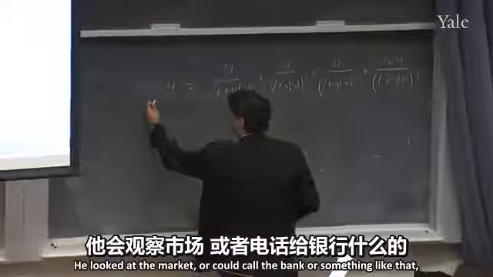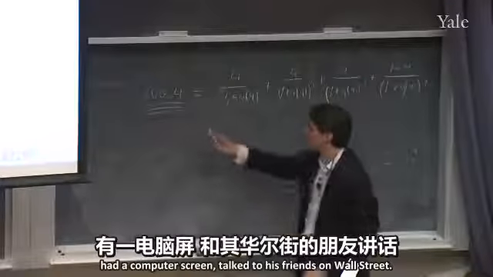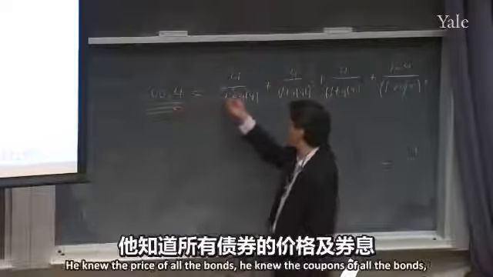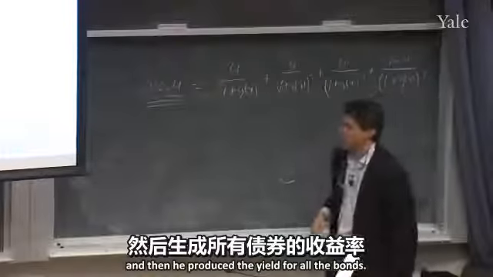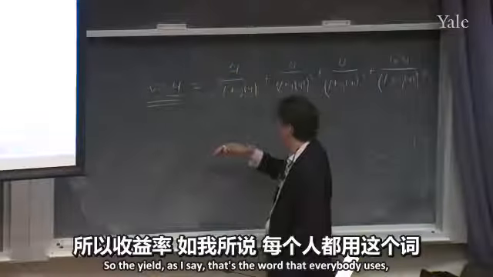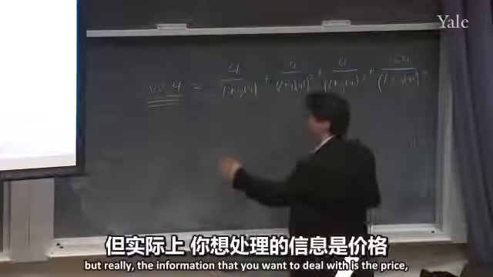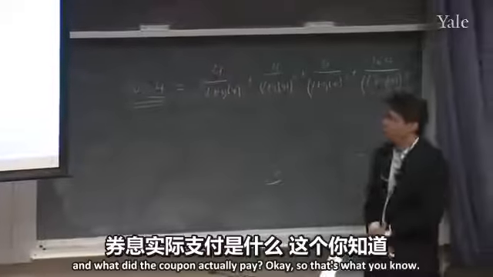He looked at the market or called the bank, had a computer screen, talked to his friends on Wall Street. He knew the price of all the bonds, he knew the coupons of all the bonds, and then he produced the yield for all the bonds. So the yield is just the word that everybody uses, but really the information that you want to deal with is the price and what the coupon actually pays. Okay, so that's what you know.